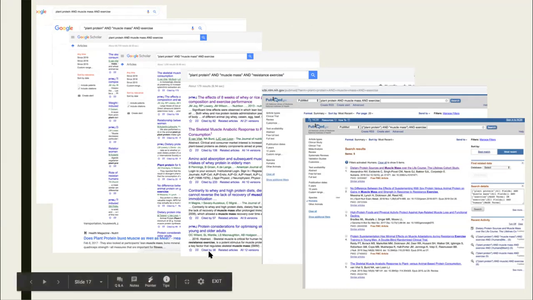Okay, so then this is an example of what types of results will come up when you're looking at one of these search browsers. So for example, here is Google Scholar. So you can use the Booleans in here. So this is how you would do it: plant protein and muscle mass and resistance exercise. So all the results that will come up will contain all 3 of those terms in the article. So that's a really good way to refine your results.